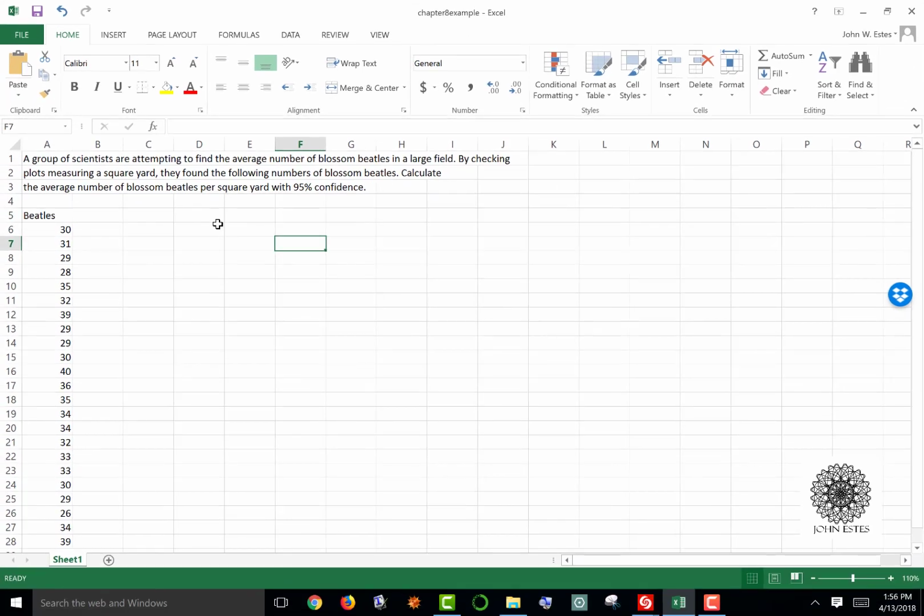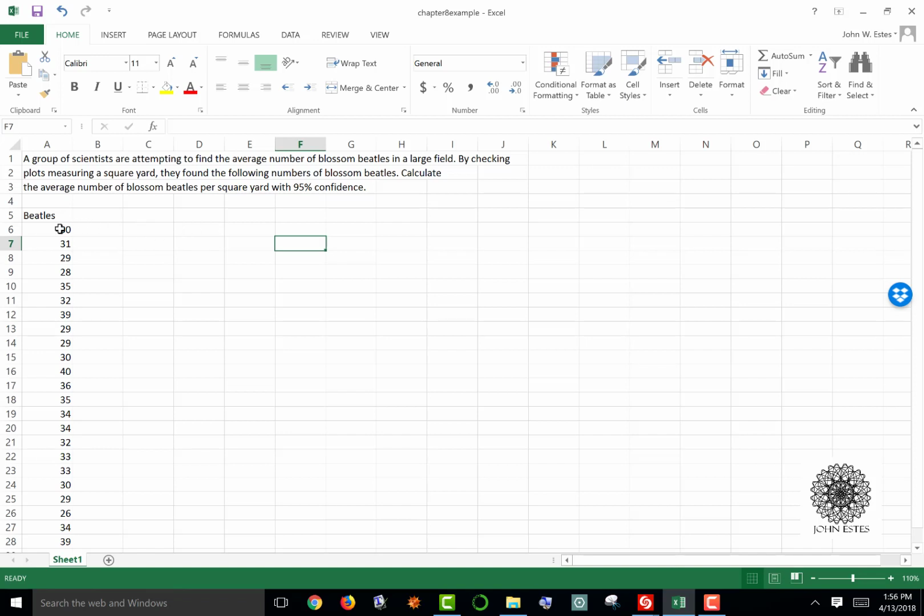Today I want to show you how to use Microsoft Excel to create confidence intervals, something that's very common in inferential statistics. And this one in particular is going to be using a t-score, and I'll explain why in a little bit. But the question we have is a group of scientists are attempting to find the average number of blossom beetles in a large field. By checking plots measuring a square yard, they found the following numbers of blossom beetles. Calculate the average number of blossom beetles per square yard with 95% confidence.